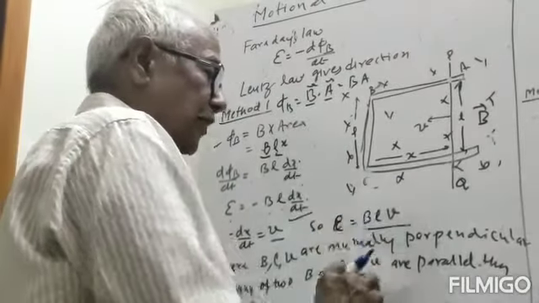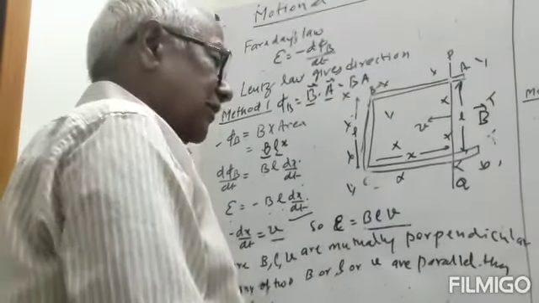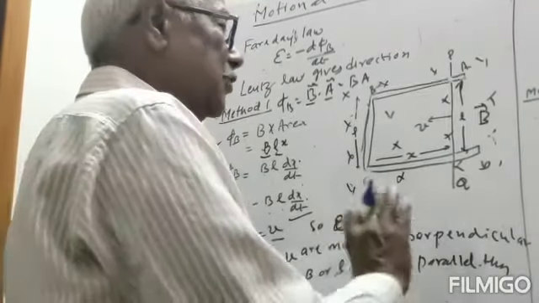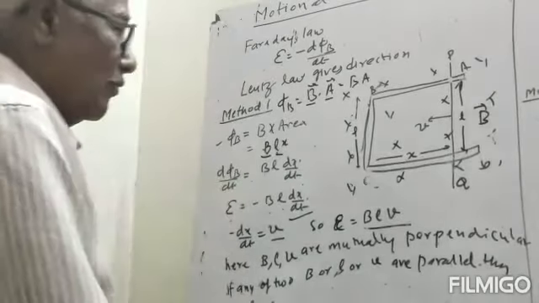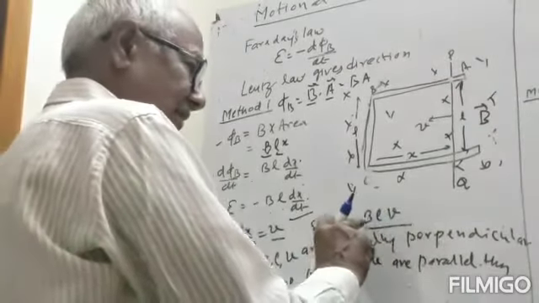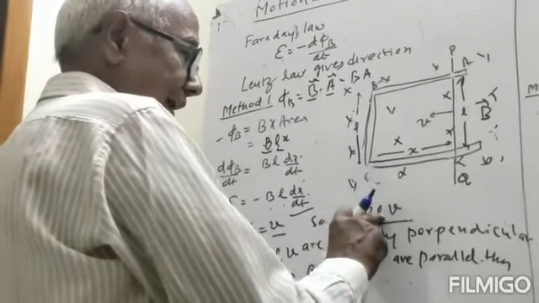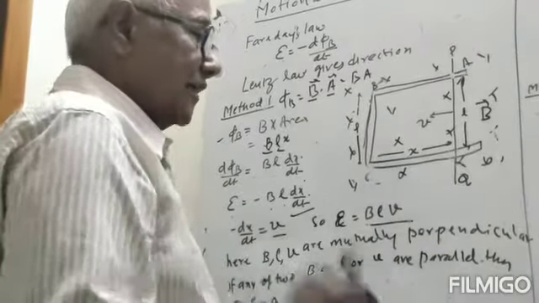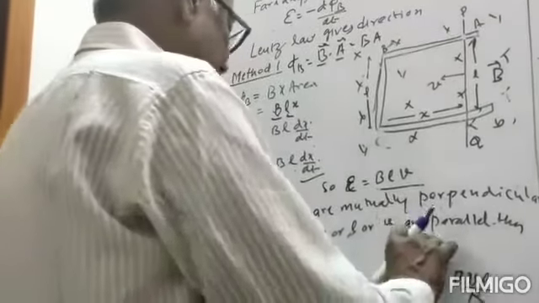If any two of B, L or V, either two of the three, are parallel, then the induced EMF will be equal to 0. So the induced EMF will be equal to 0 when either B is parallel to L, or L is parallel to V, or B is parallel to V. In that condition, the EMF between P and Q will be equal to 0.